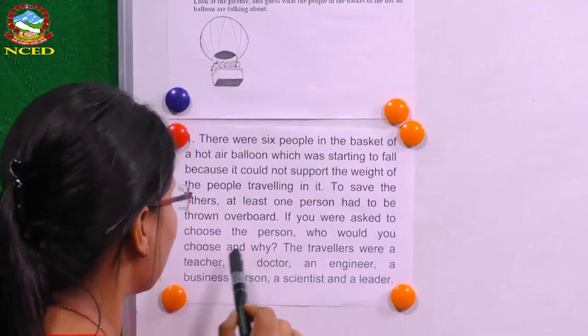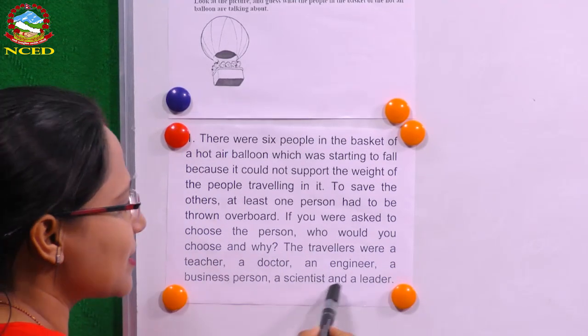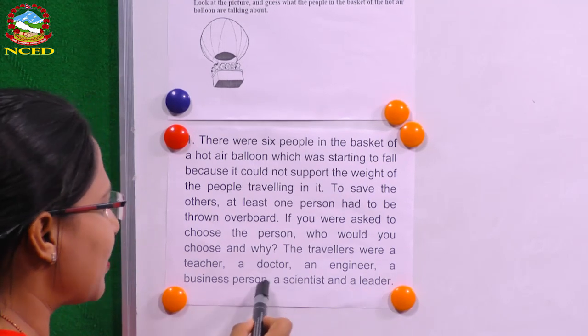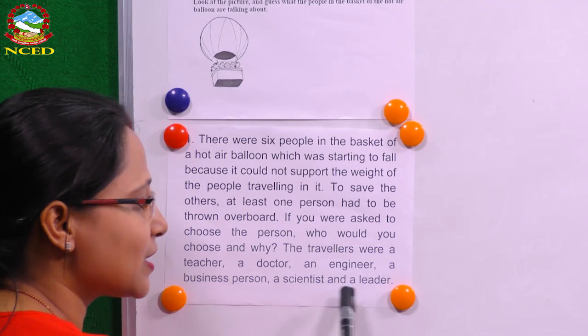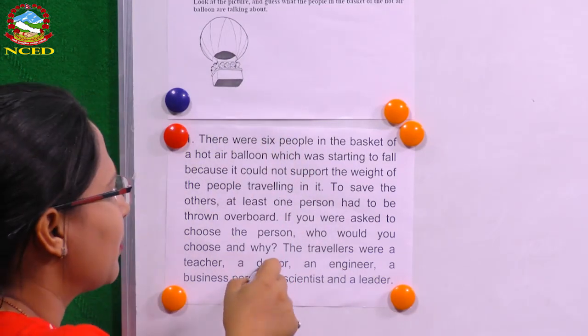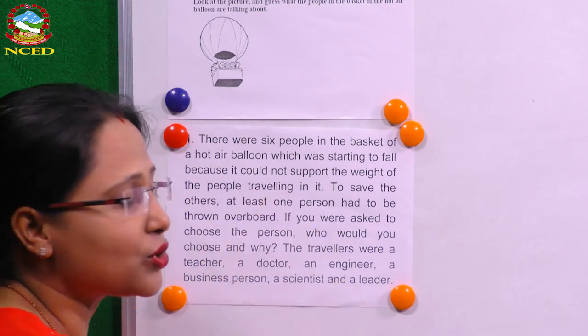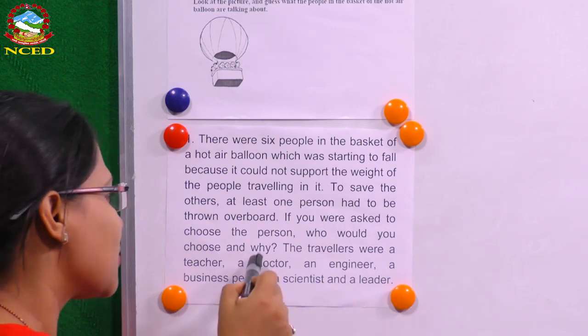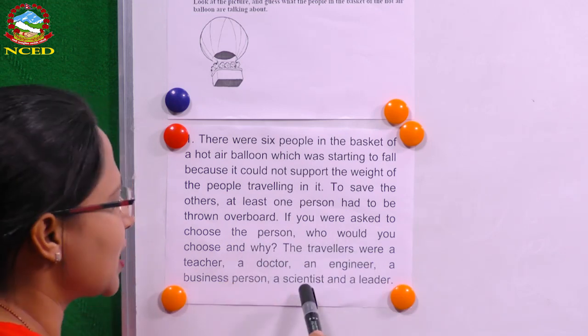The travelers were a teacher, a doctor, an engineer, a business person, a scientist, and a leader. यो 6 जना मान्छे, एउटा टिचर, a doctor, an engineer, a business person, a scientist, and a leader. यो 6 जना मान्छे यो हट एयर बलुनमा ट्राभल गरिरहेका छन्. But the situation is such that one person has to be dropped down. So if you were asked to do that, who would you choose and why? कसलाई छान्थ्यौ तिमी र किन छान्थ्यौ?